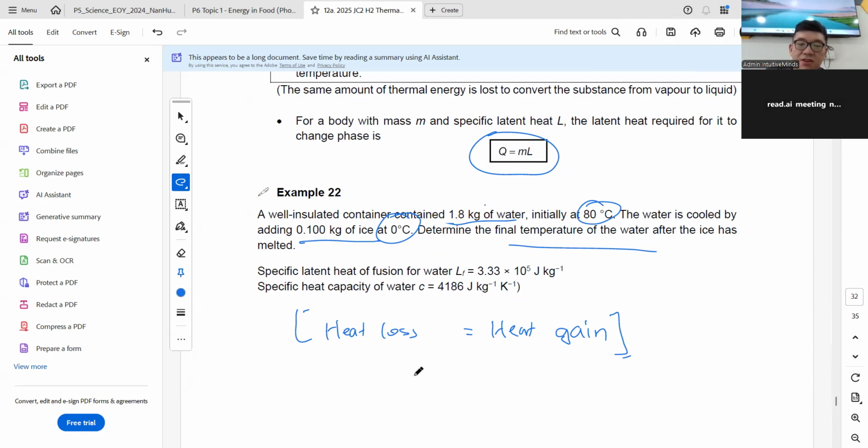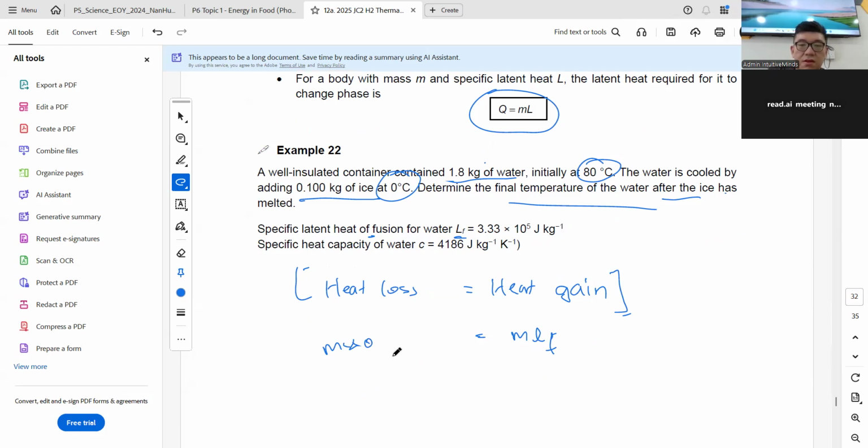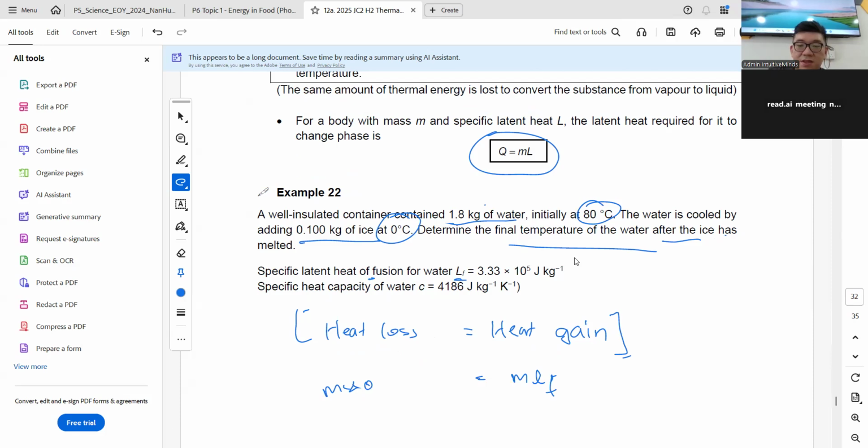So determine the final temperature after the ice has melted. So after it has melted means that you are looking at the mLf, f for fusion. Okay, then this one will be mc delta theta. So again, the bigger number comes first for delta theta, and then you can solve for t. Let this be t.